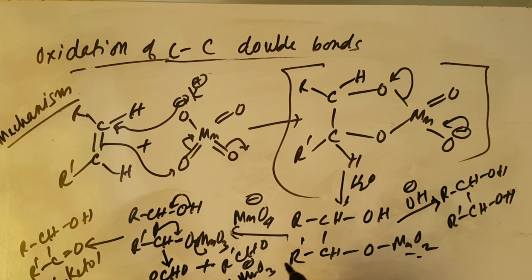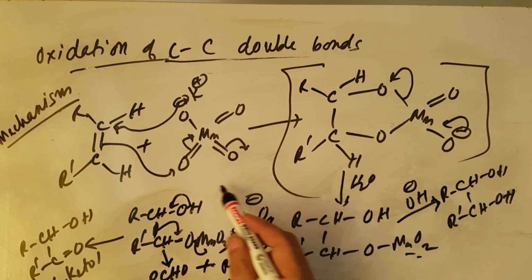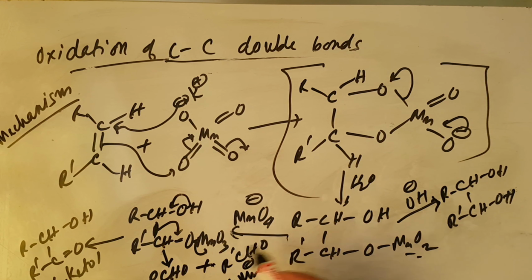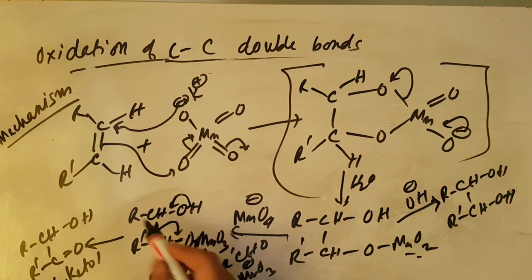But in the presence of acid medium, it is first converted to MnO2, then to OMnO3, then with loss of this we got alpha ketone, or it can be broken down this way to give one aldehyde group, another aldehyde group, and OMnO3. So this is the mechanism of oxidation of carbon-carbon double bonds. So I'm repeating again now. I'm summarizing for today's lecture.